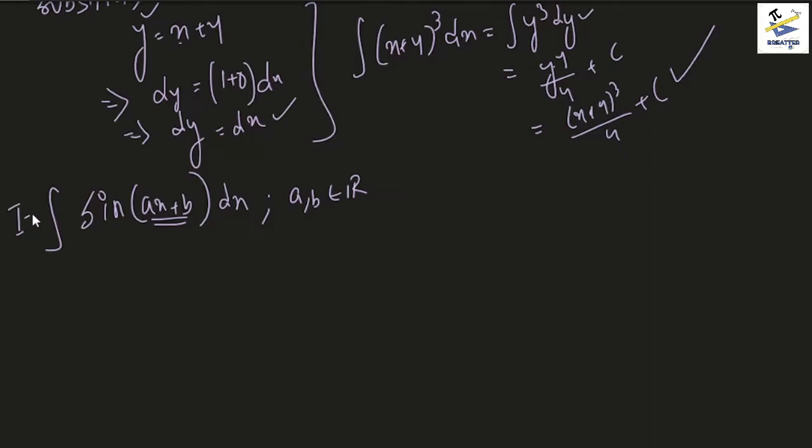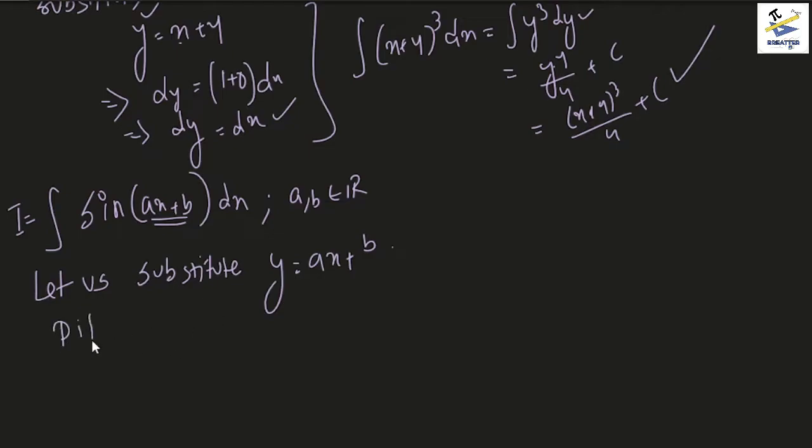So let us name the integral as I, and let us substitute y equals to ax plus b. Now, as in the previous problem, what we are going to do is we are trying to differentiate both sides to find an expression for dy in terms of dx, right?